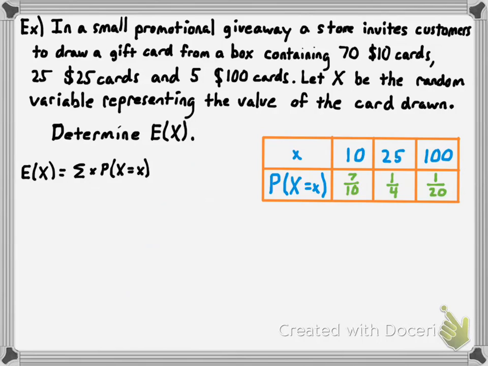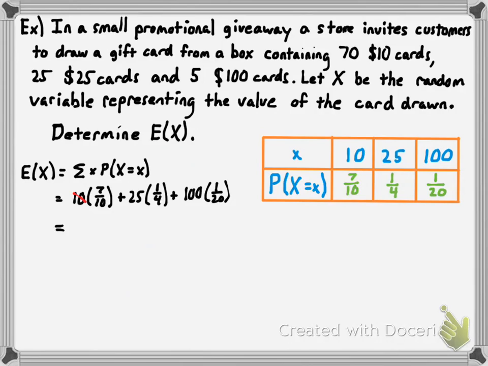Now in this case then, that means we'd be multiplying 10 times 7/10, and we'd multiply every outcome by its probability, so 25 times 1/4, as well as 100 times 1/20th, and then we're going to add those together, and that'll give us our expected value.